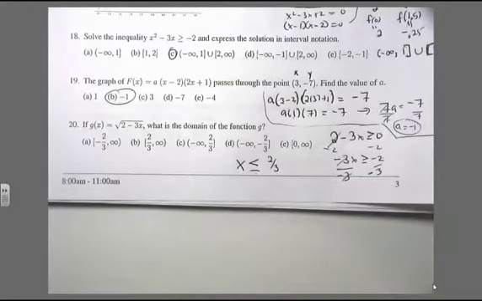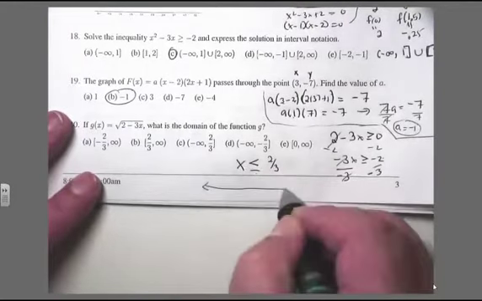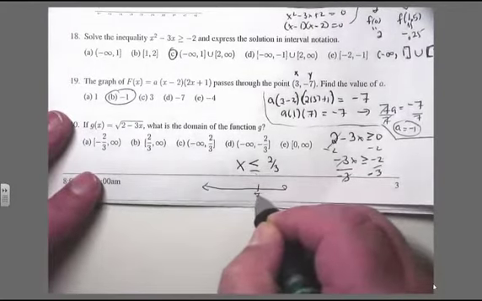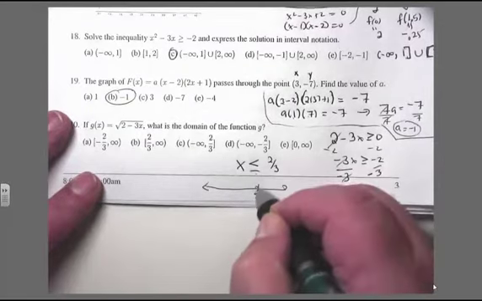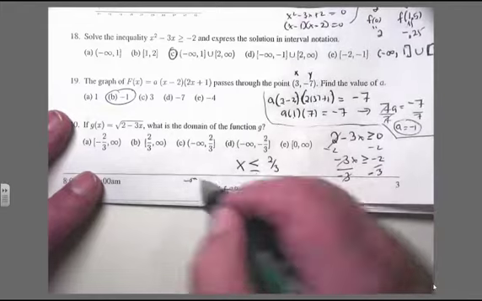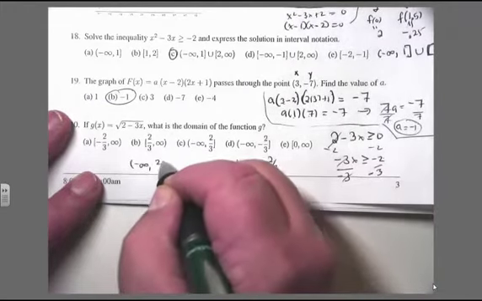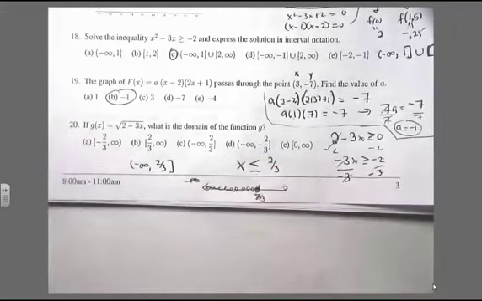Now x is less than or equal to 2/3 means that here is 2/3. And I want that point because it's equal to, I want less than or equal to. So in interval notation, this would be from negative infinity to 2/3 with a bracket on it, which is which answer? C.